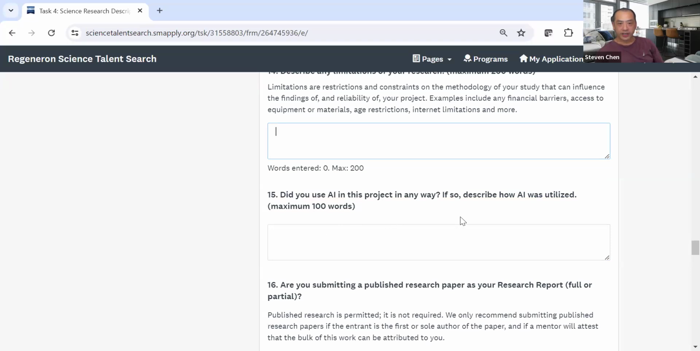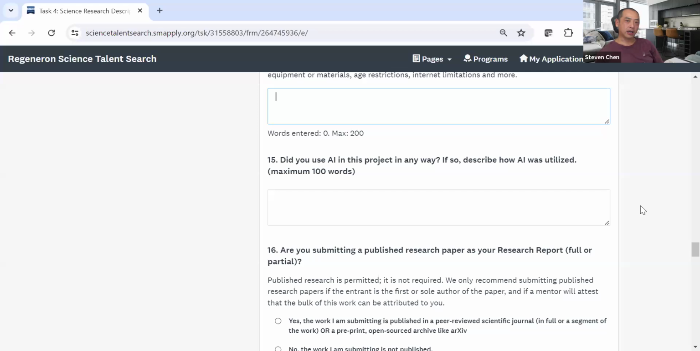Question 15 asks you to explain AI use. Just explain it in an honest way. I know that some people use AI to help them do literature review. That's totally fine. It's reasonable, right? It saves people lots of time. If you use AI to help you do literature review, put it down here so people understand it. And as long as you wrote your own literature review rather than using AI to generate it for you, that's okay.